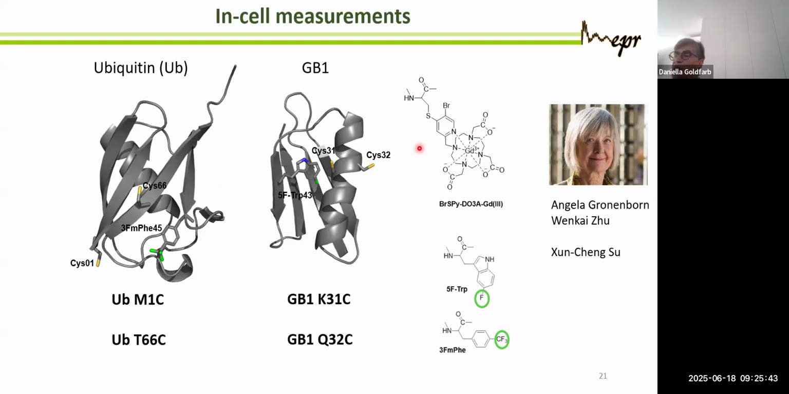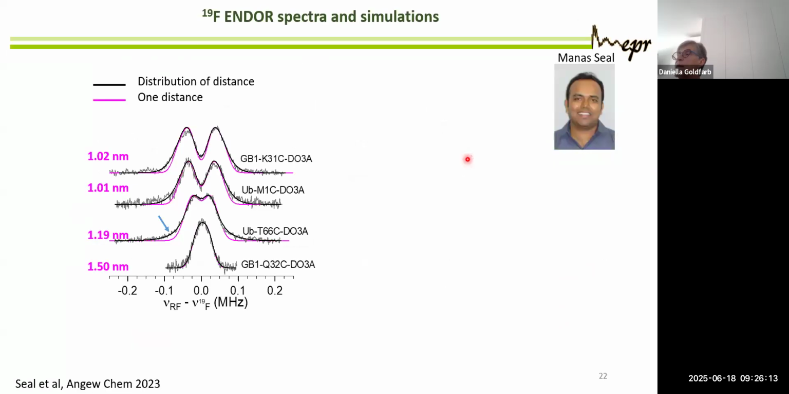It has certain advantages. And then the next thing you think of is, okay, we want to go in cell. And this is what we did. Here are these 2 proteins, the ubiquitin and the GB1. We took 2 different mutants for each. The fluorine was in the same place. And this is the collaboration with Angela and Sucheng, who make this spin label for us. And so these are just the ENDORs that we measured.